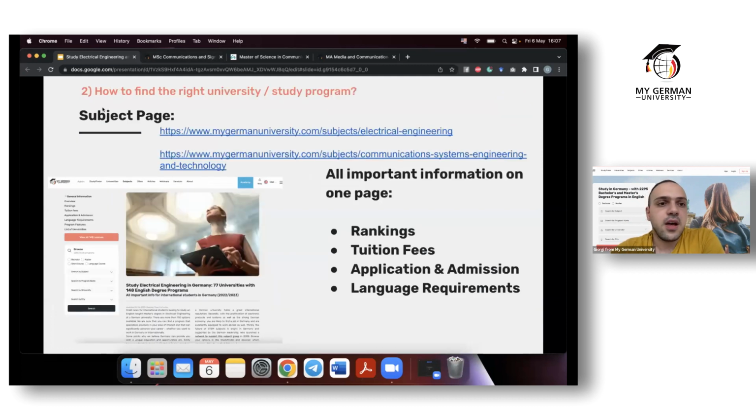Okay, for those who are not yet sure what it actually means to study electrical engineering and communications in Germany, what should be your expectations in terms of rankings of universities that are offering these programs, tuition fees, or the general application, admission, and language requirements? For those who are freshmen, let's say, in this field, I would suggest you also visit our subject pages for both electrical engineering and communications, where you'll find general information about studying them in Germany. I think it's really useful for those who want a general idea of what it means and what to expect from Germany in this regard.